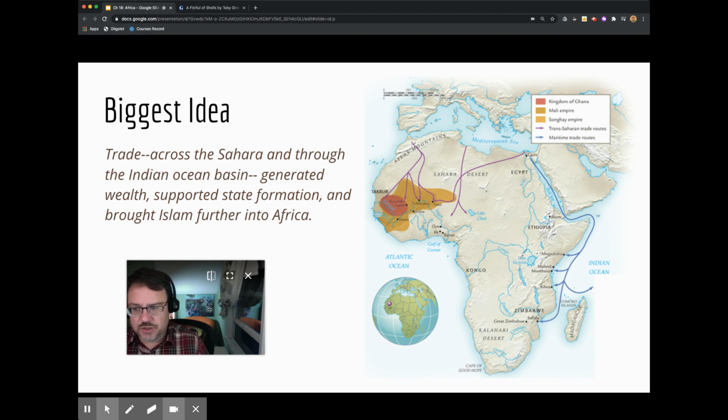Those connections generated wealth, brought culture, especially Islam, to Africa. And by culture, I don't mean there was no culture there, but brought a new important cultural element further into Africa in the form of Islam, and then generated more substantial states. And there's a real variety in those states too. So this map's from the book, and looking at it could really take you a long way in understanding what's going on.